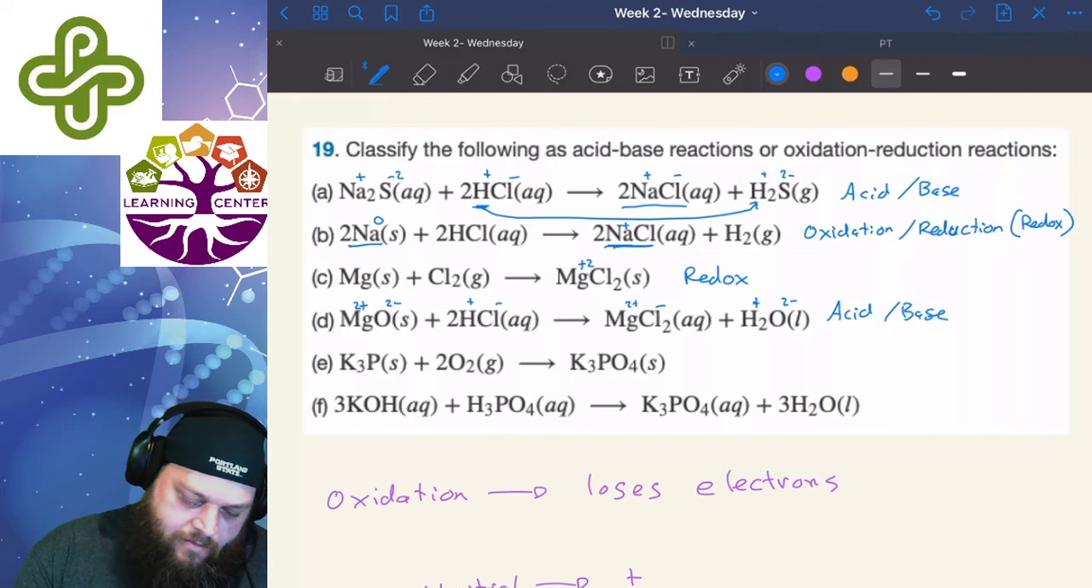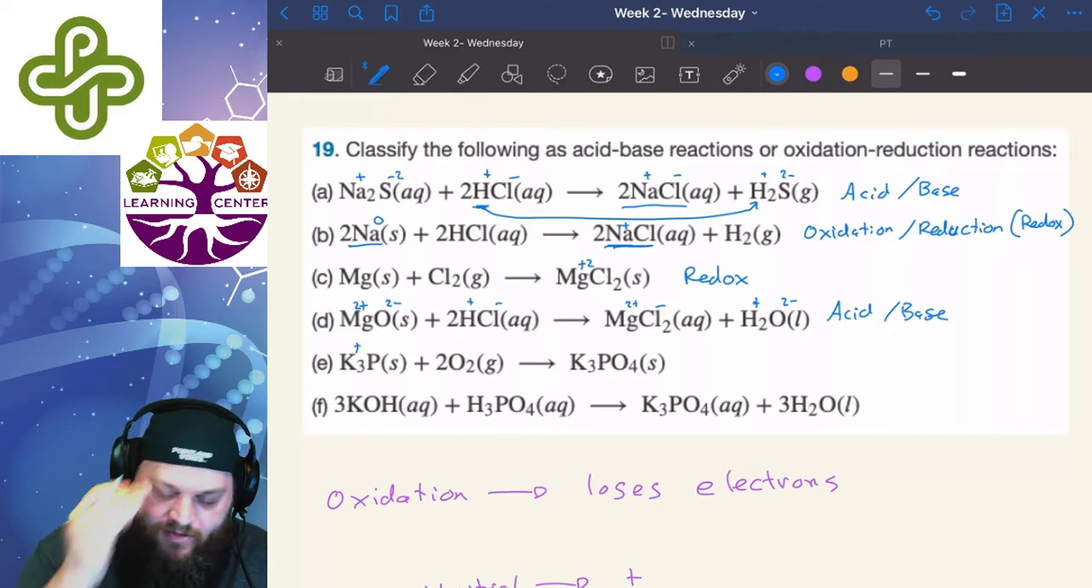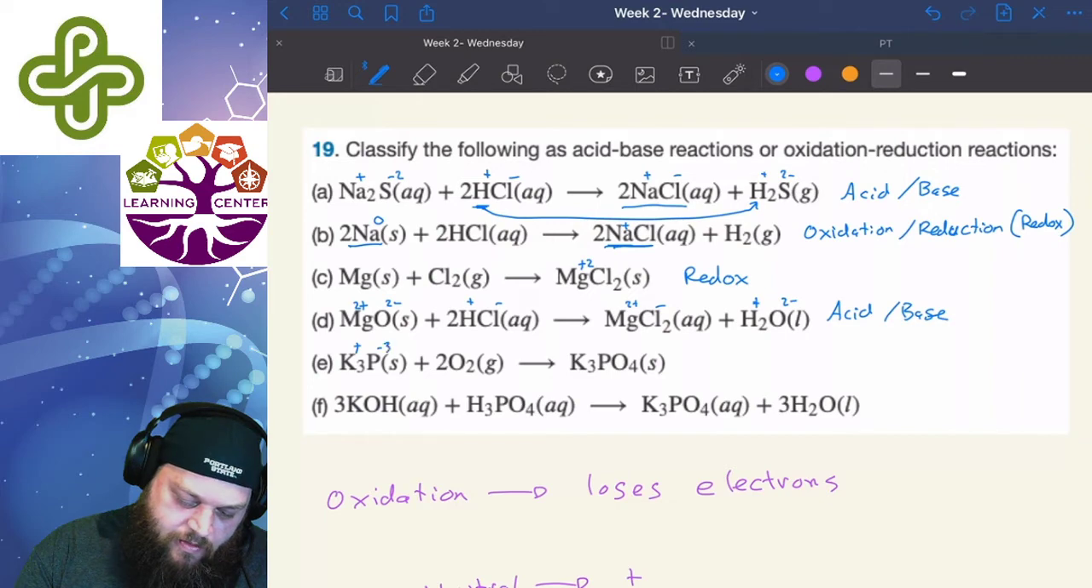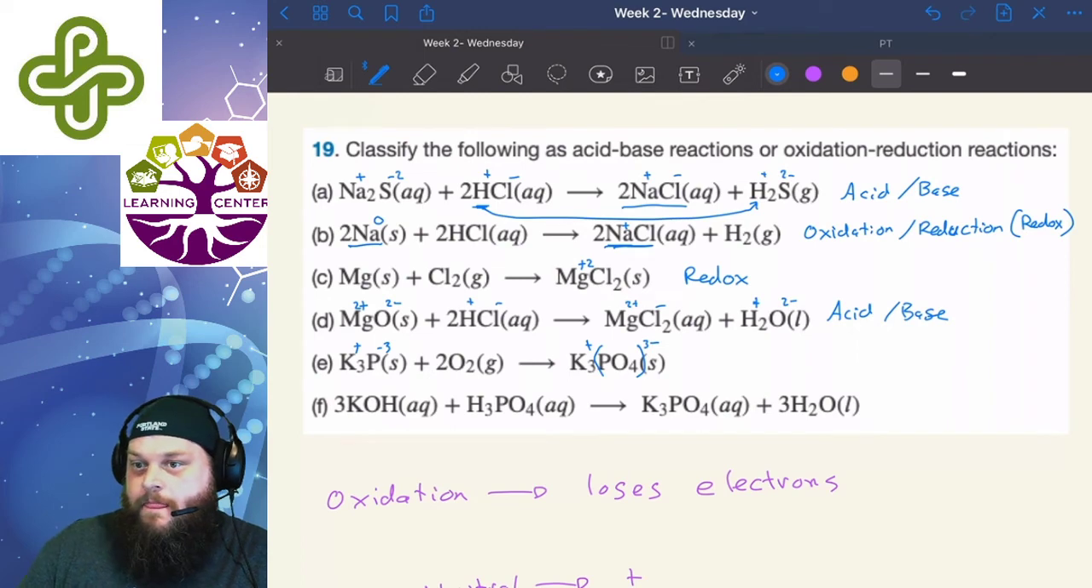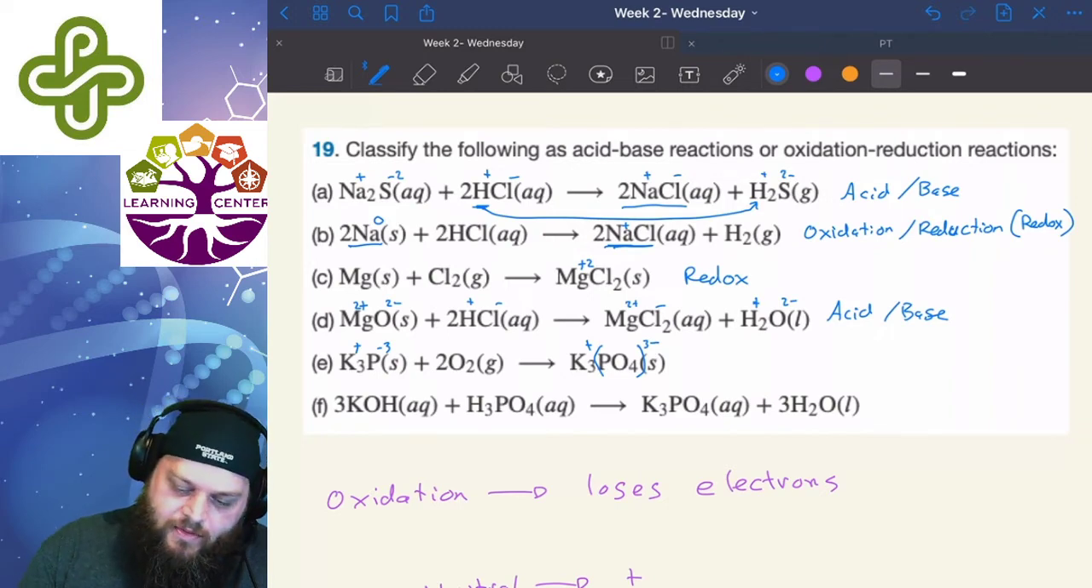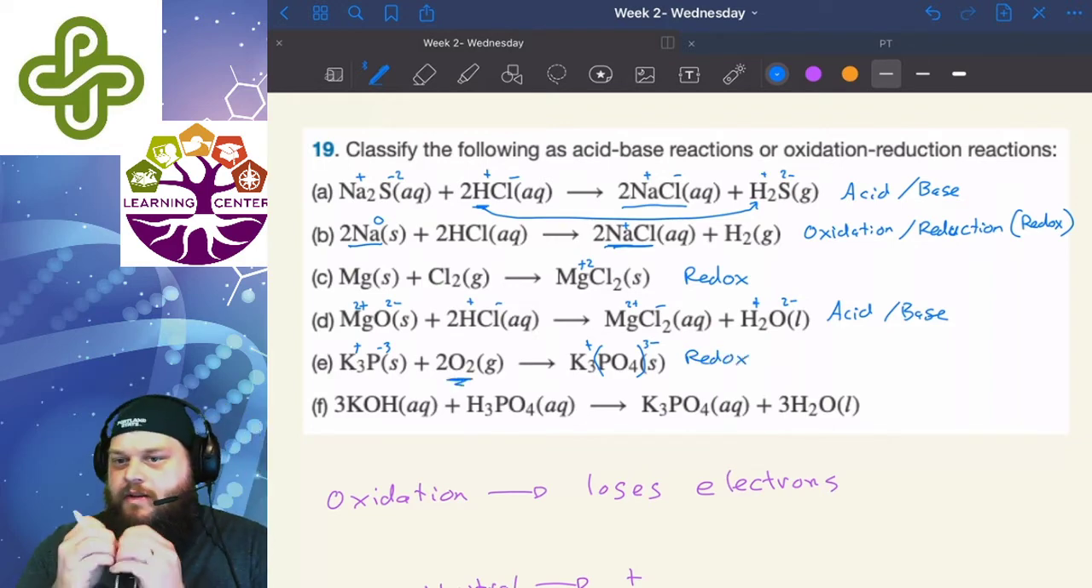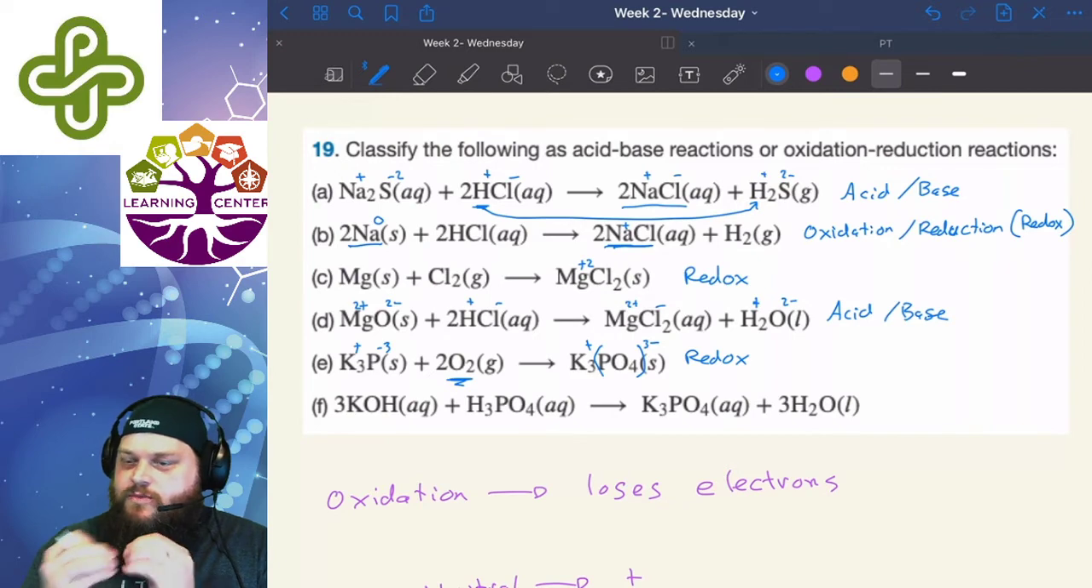For part E, we have potassium, which is plus. Then we have phosphorus, which is then a 3 minus. Going on the right-hand side here, we have a potassium, which is still a plus. But now this PO4 as a whole, we can think of as a 3 minus. This oxygen started out as a neutral thing. But since the oxygens all bonded onto that phosphorus, I would say this is a redox, because for them to be bonded together, one of them is more positive, one of them is more negative.